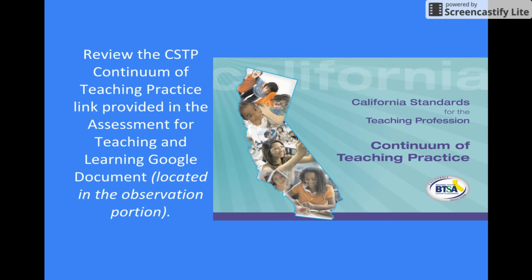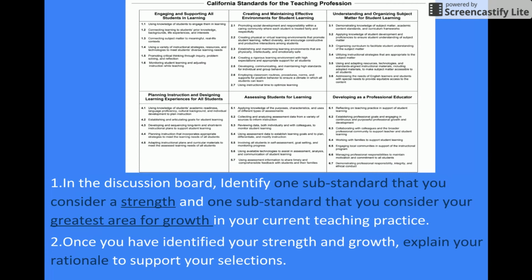Review the CSTP Continuum of Teaching Practice link provided in the Assessment for Teaching and Learning Google document in Section 2. In the discussion board, identify one substandard that you consider a strength and one substandard that you consider your greatest area for growth in your current teaching practice. Once you have identified your strength and growth, explain your rationale to support your selections.